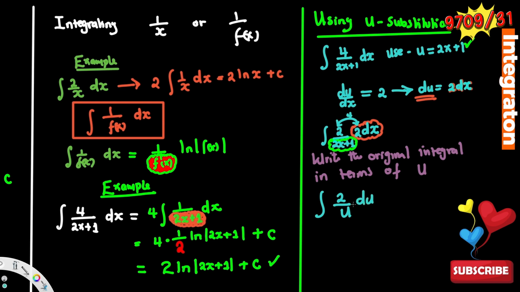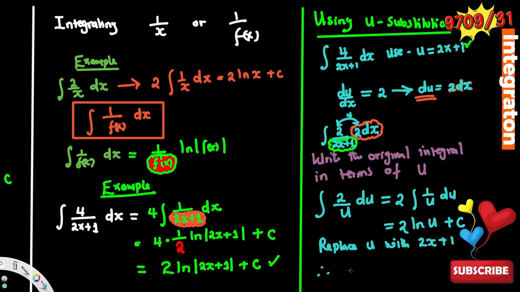Now, can we integrate this? It's easy and it looks nice. We can say this is going to be the integral of that. We can take 2 out, but the integral of 1 over u is ln of u. Then finally, we can replace u with 2x plus 1. Therefore, our final answer becomes 2 ln of u, but u is 2x plus 1. So we write 2 ln of 2x plus 1.